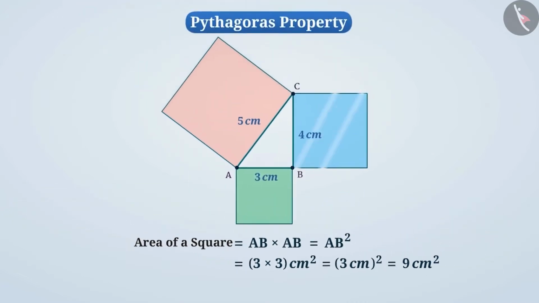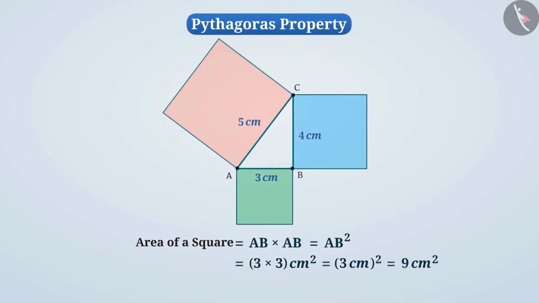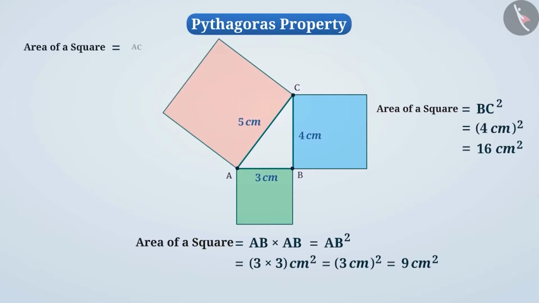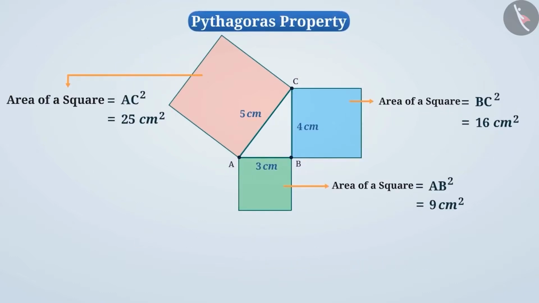Now, let's find out the area of a square of side 4 cm. Here also, we can say that the area of a square of side 4 cm is BC square is equal to 4 cm square is equal to 16 cm square. Similarly, the area of a square of side 5 cm is equal to AC square is equal to 5 cm square is equal to 25 cm square. Here comes an interesting point. Guess what this is? Think for a while.